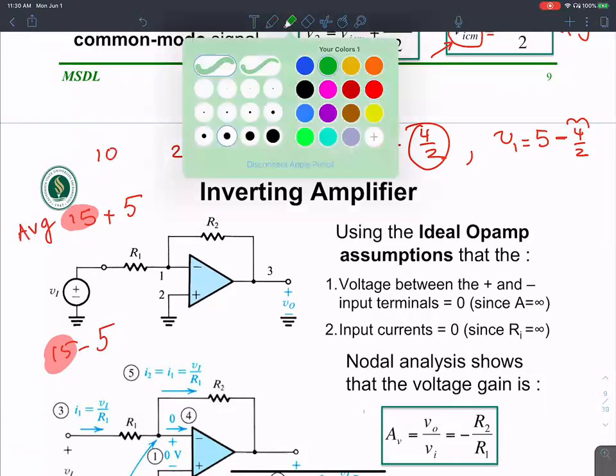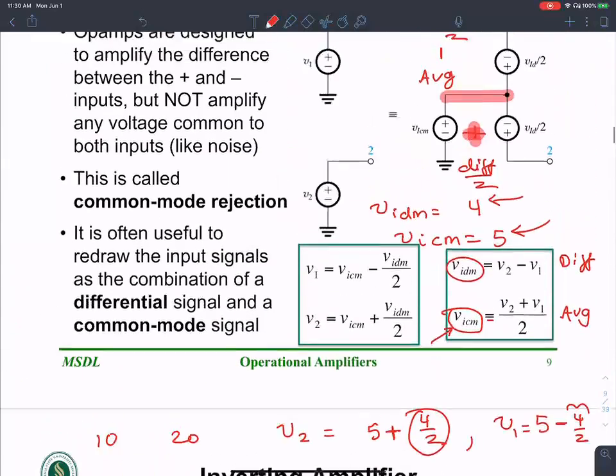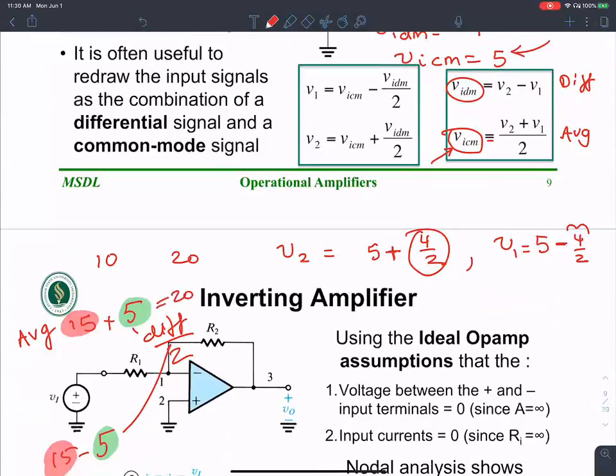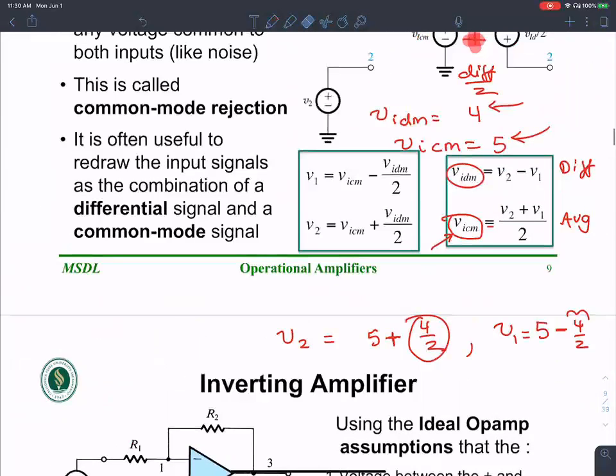So this guy is the average, and this guy is difference by 2. Simple arithmetic definitions. So one number gives you 20, the other gives you 10. The idea is pretty straightforward here. So I'm going to define two terms. One term is the difference, and one term is the average.